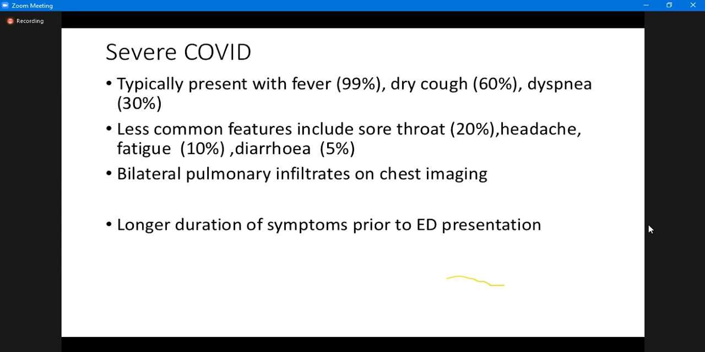So in radiology, I am sure it will be discussed by the next speakers. Bilateral pulmonary infiltrates on chest imaging, not necessarily bilateral, it could be unilateral as well. So actually imaging studies are much more important than physical signs. Also, sometimes you have to remember there could be a longer duration of symptoms prior to ED presentation, unlike a bacterial pneumonia which worsens over days. Sometimes COVID can stay with moderate symptoms for a while before they become really worse.